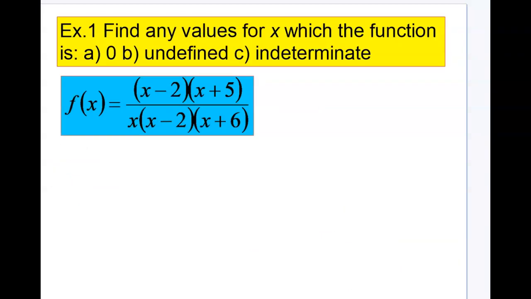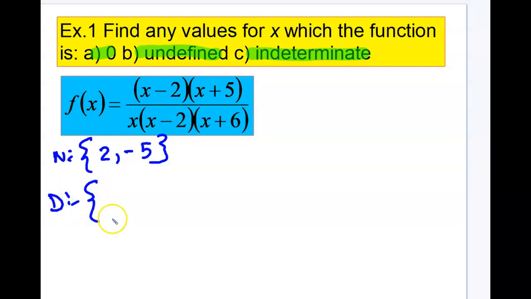Okay, the types of questions we're going to see in the assignment is determining which values of x make the function 0, which values of x make the function undefined, and which make it indeterminate. So in this question, the rational has been factored for you already. Here's what I would suggest. First of all, list the values that make the numerator 0. So the value that makes the first factor 0 is 2, and the second factor is -5. For my denominator, I would list the value that makes the first factor 0, 0, then 2, and -6.